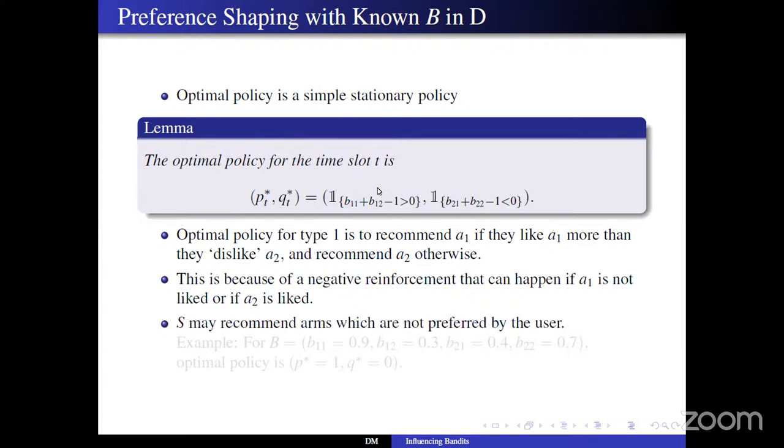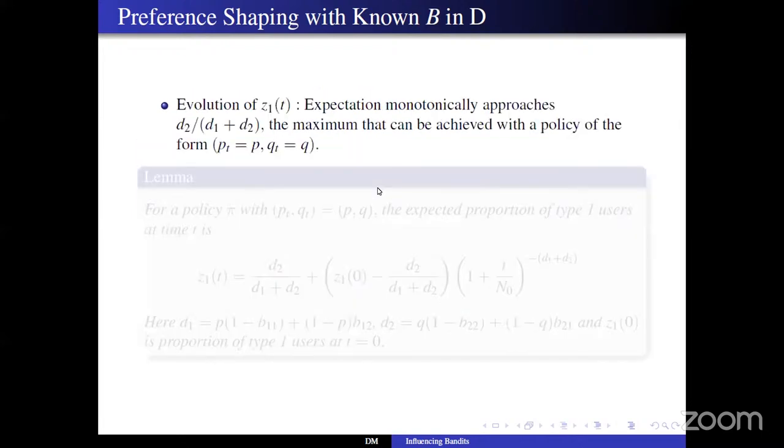So essentially, what this tells you is that S may recommend arms which are not preferred by the user. This is a wrong numeric example. I just realized it later, so I'll skip that. You can easily come up with values for B11, B22 here. Okay. Any questions on this? So the policy is to choose arms like this to maximize the fraction of type 1 population.